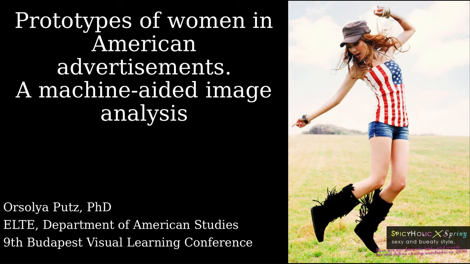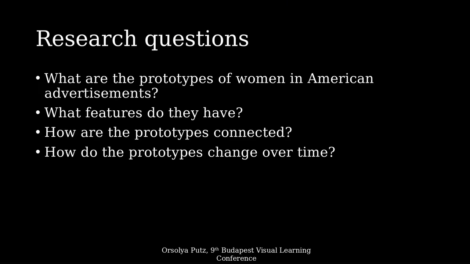As a cognitive linguist, I'm always impressed by the power of prototypes, which heavily influence our conceptual categories. My current research intends to identify the prototypes of women in American ads. The study is driven by the following research questions. What are the prototypes of women in American advertisements? What features do they have? How are the prototypes connected? How do they change over time?